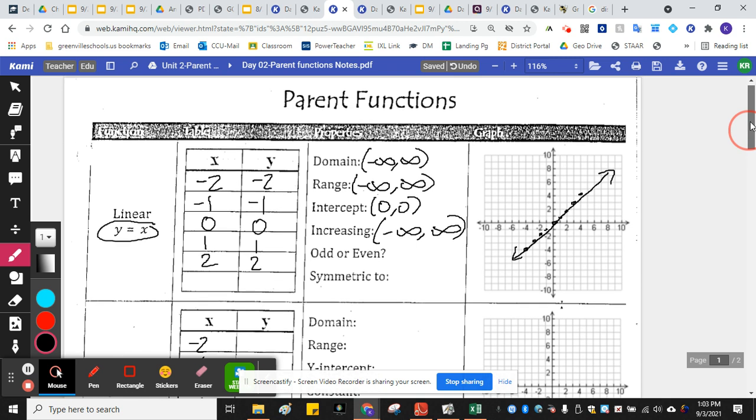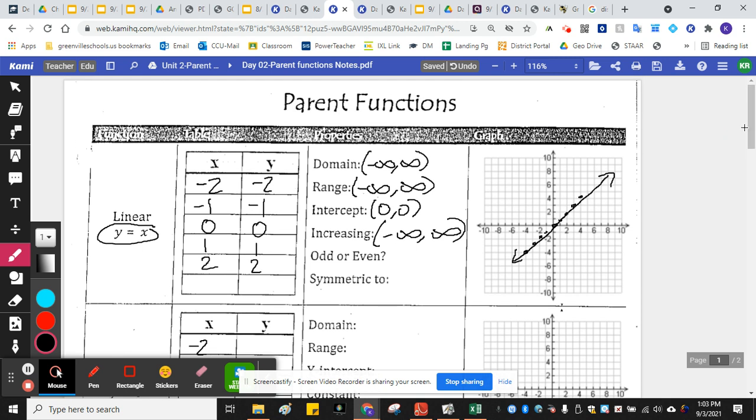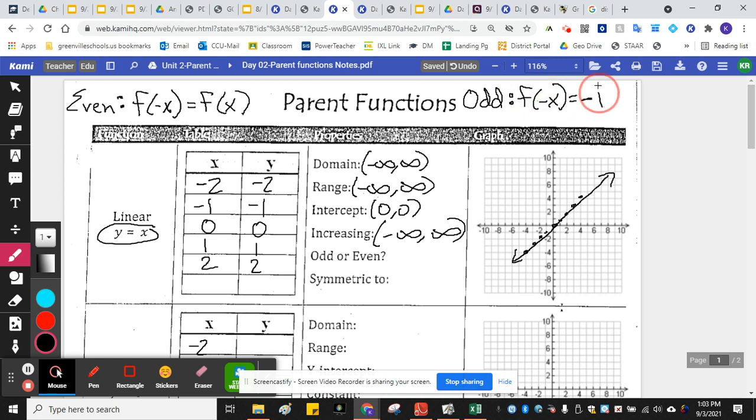To be even or odd: to be even, you plug negative x into your equation, and if you get out the exact same original equation, then it's even. To be odd, if you plug a negative x into your equation and you get out the exact negative of the original equation, then it's odd.